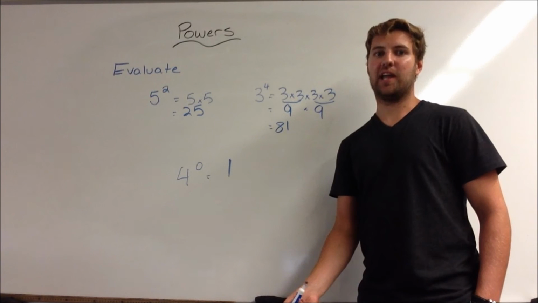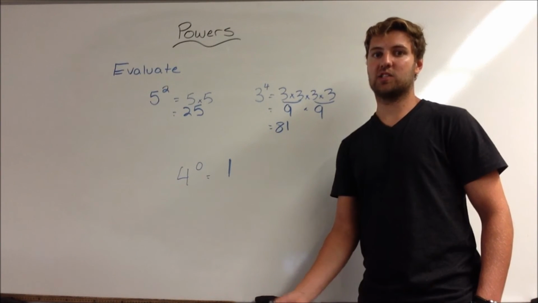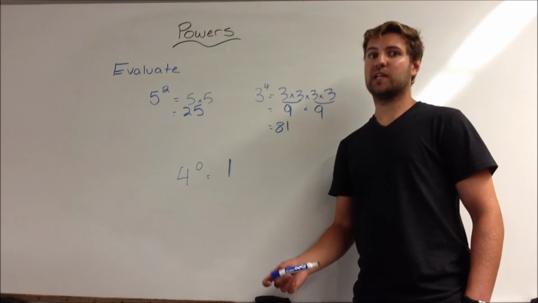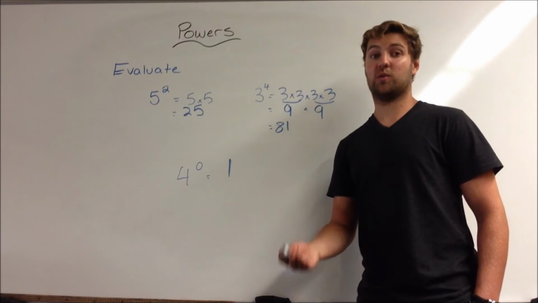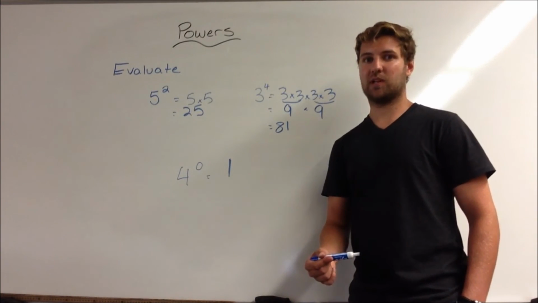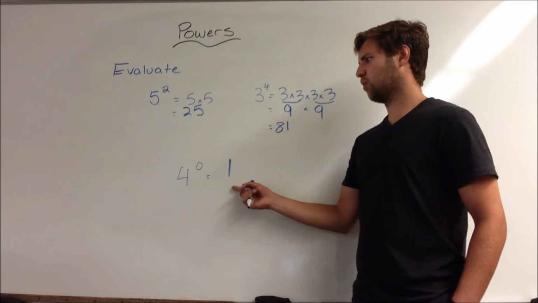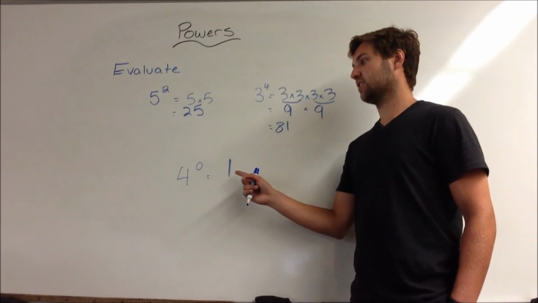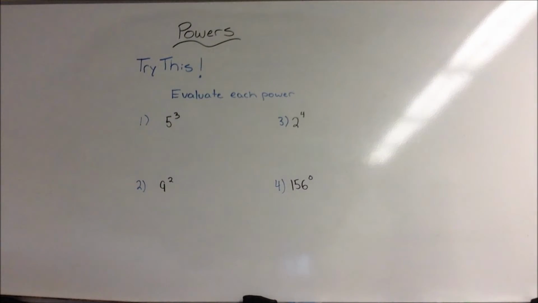And for right now, I can't give you a good explanation as to why, other than just trust me for now. If you go and look through our algebra videos, when we get to something called the quotient rule, I'll show you why it's equal to 1. But for now, just trust me that anything to the exponent 0 is equal to 1.